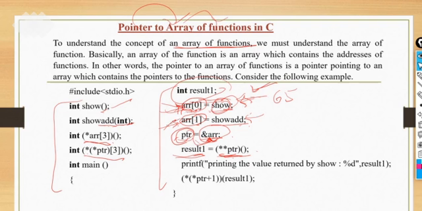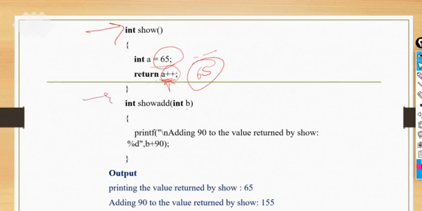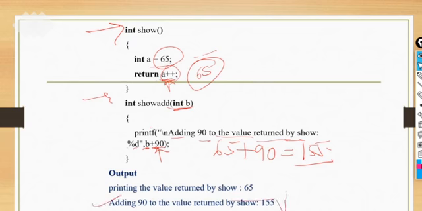Now array 1. Now it will increment the index value. What is at index value 1? Show add. Now it will go to the show add function from here. What will it have? Int b. What is the value of b here? It will print, adding 90 to the value returned by show. So what is the value of b? Whatever you are passing plus 90 it is doing. That means 65 that we are passing as the answer and 90 will be added over here. So what will it become? 155, and it is printing here as it is. This is 155 here, right?